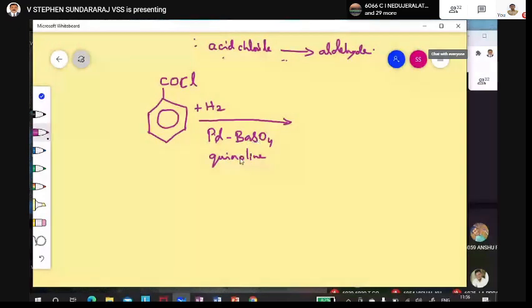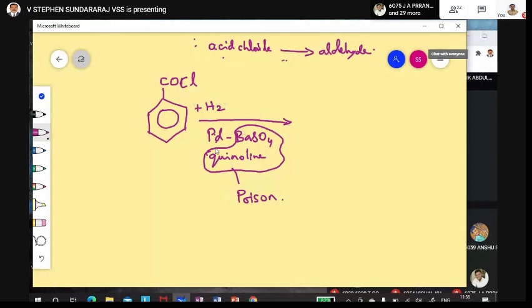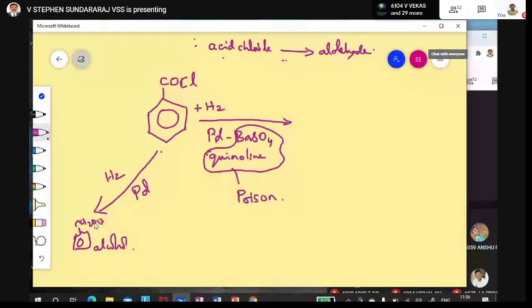I mentioned this in surface chemistry, I don't know how many of you remember. This one is actually acting as a poison. Why is it acting as a poison? Otherwise, this controlled reduction will not take place. If you do not use this combination and use only hydrogen and palladium, directly you will get benzene ring with CH2OH, the alcohol, because the last step is alcohol. Carboxylic acid, acid chloride, ester, nitrile and amide are all acid derivatives, equivalent to acid as far as the oxidation state of the carbon is concerned. So directly they will become this alcohol. So here you write down this one point also: controlled reduction.